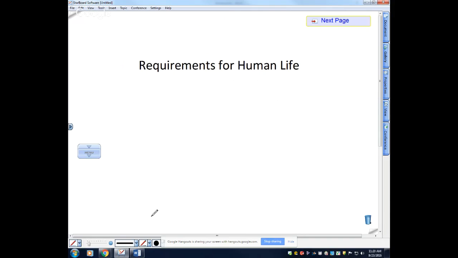So if we look at some of the requirements for human life, sometimes we could refer to these as the survival needs. What do we need in order to be able to survive? One of the things that we need are nutrients, because we need to grow and develop. So when we look at nutrients, we could be talking about proteins, for example. Proteins, like we'll talk about in our hair and our skin, would be structural proteins. And we take them in and we use them to build our body.